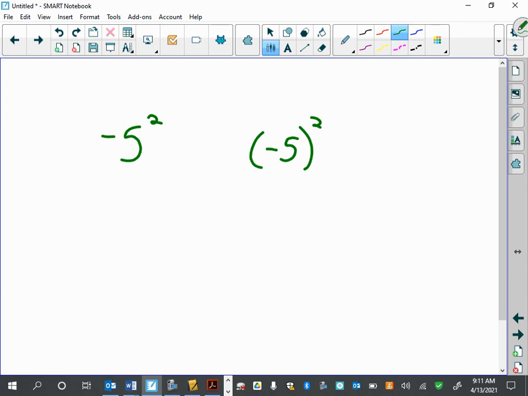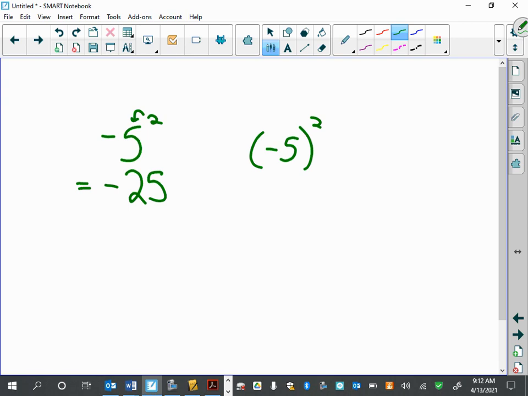In one, the exponent only applies to the base, and the base here is 5. It's the big number. It doesn't apply to the negative sign, because it's not in brackets. So when you have a negative sign that's not in brackets, you just bring the negative sign down. And 5 squared means 5 times itself 2 times. So negative 5 squared is the same thing as negative 25. Everyone write this down, please. Forget the other homework. Thank you.